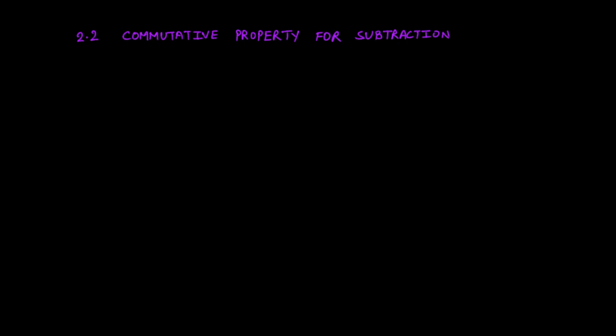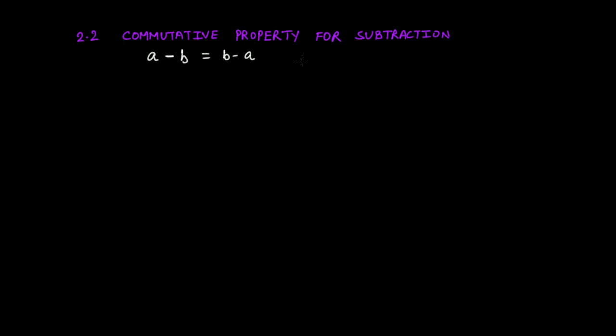What about the commutative property for subtraction? Does it hold true for subtraction also? Let's see that. If you have two integers a and b, and if a minus b is equal to b minus a, then just like in the case of addition, we'll say that the subtraction of integers follows the commutative property.